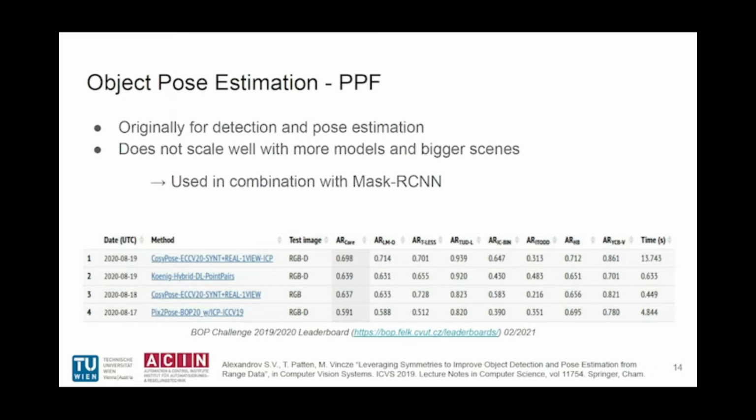And to showcase the possibilities of this PPF approach, you can see that in this BOP challenge, the benchmark of object pose estimation, even in the 2019-2020 leaderboard, some variation of Mask RCNN plus point pair features ranked second in that BOP. So it's still very powerful. And you can even notice that, even in terms of speed, it's fairly competitive.